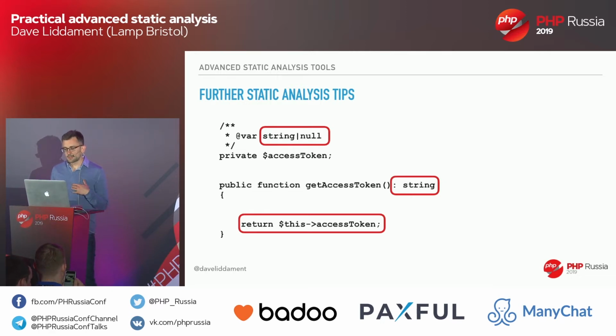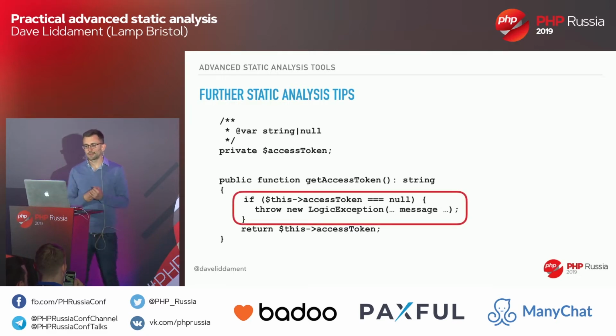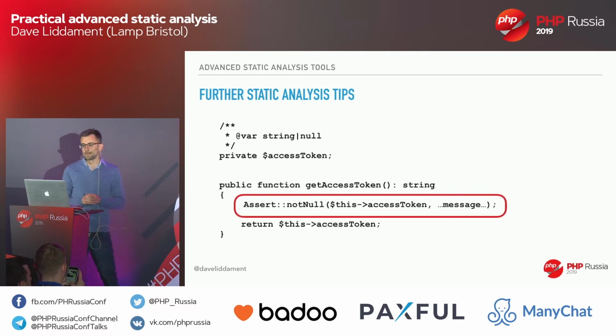So we can make Psalm happy by adding in this extra code here, and it's just this check. And it's clever enough to look at this check and say, well, if accessToken is null, then I'm throwing some LogicException, so I never get to the return statement. And we might want to rewrite this. Instead of having those if statements, maybe we just write an assertion method called assertNotNull. And we say we're expecting the access token to not be null, and here's a message if it is null. And the message would probably be, you've called getAccessToken, but you haven't called the execute method first.